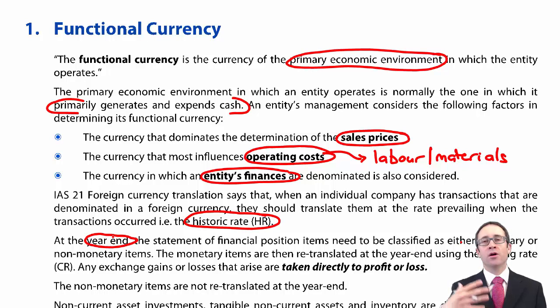And at year end, you go through your statement of financial position, looking at all the assets and all the liabilities. We have to categorize all the assets and all the liabilities into either monetary or non-monetary items. Okay. And we'll become familiar with what is monetary and what is non-monetary. But essentially, monetary are things that can be readily converted into cash.